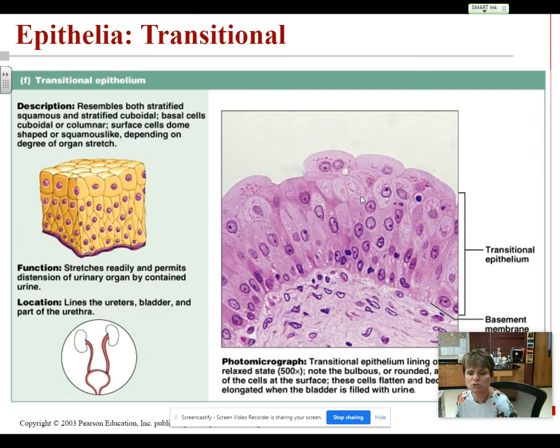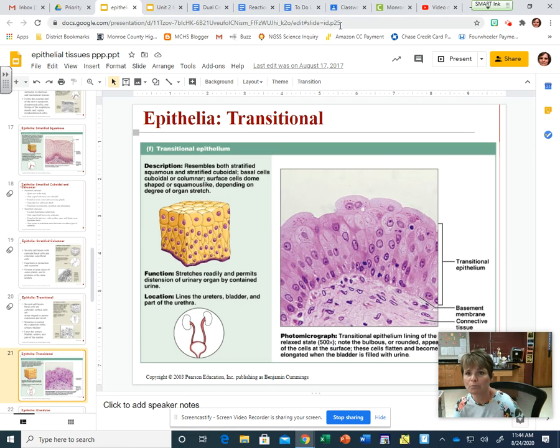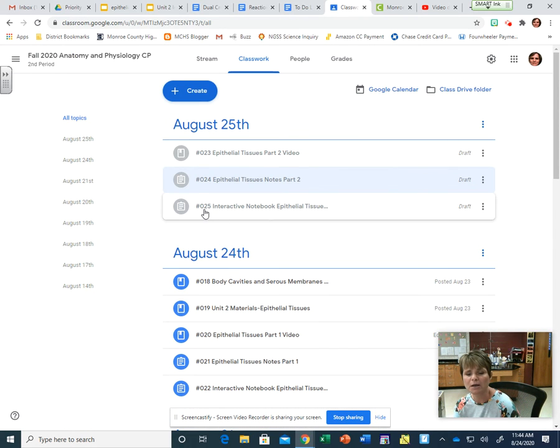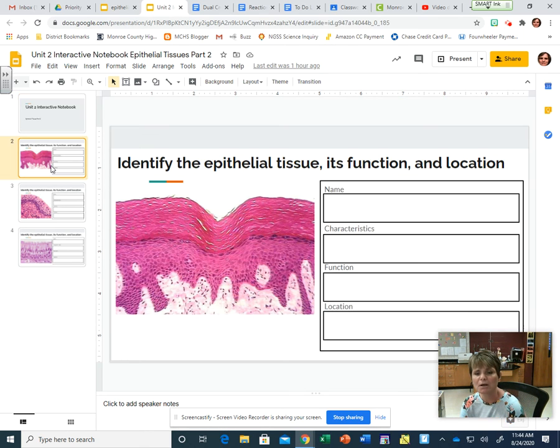Please don't forget to complete the notes, and then after you have finished watching this video and completing those notes, there is an interactive notebook. If you will look, number 025 is your interactive notebook. You're going to have 3 pictures of different tissues. Again, I have them here. Just like you did yesterday, look at the picture, see if you can determine which of the 3 tissues that we talked about today that this is.